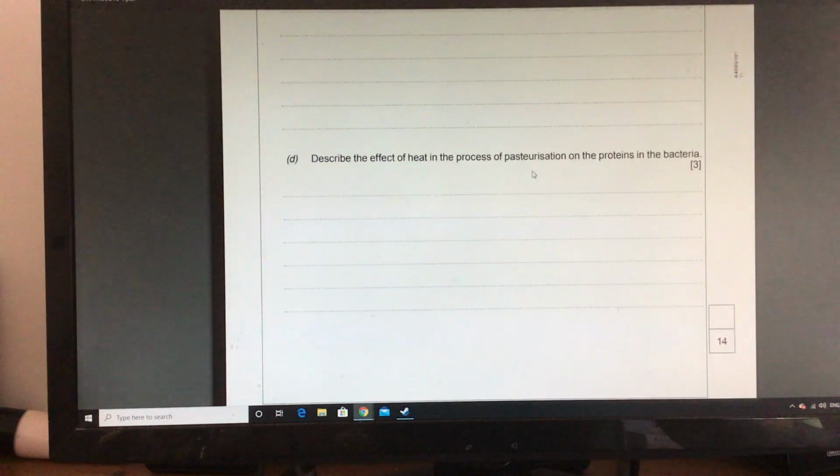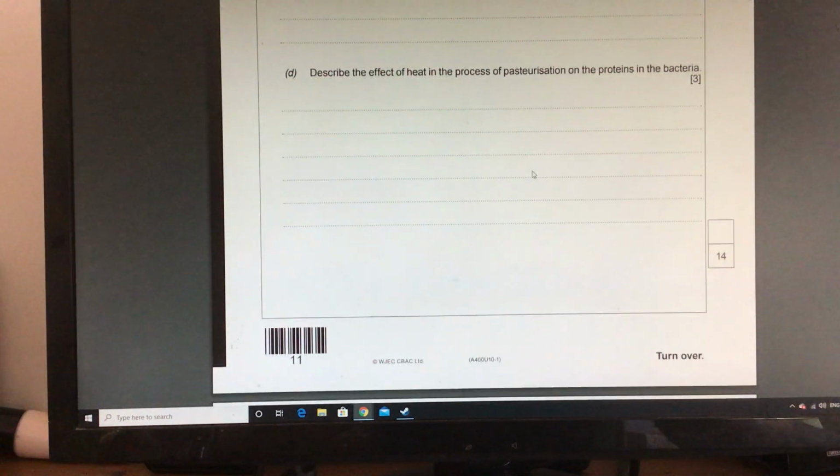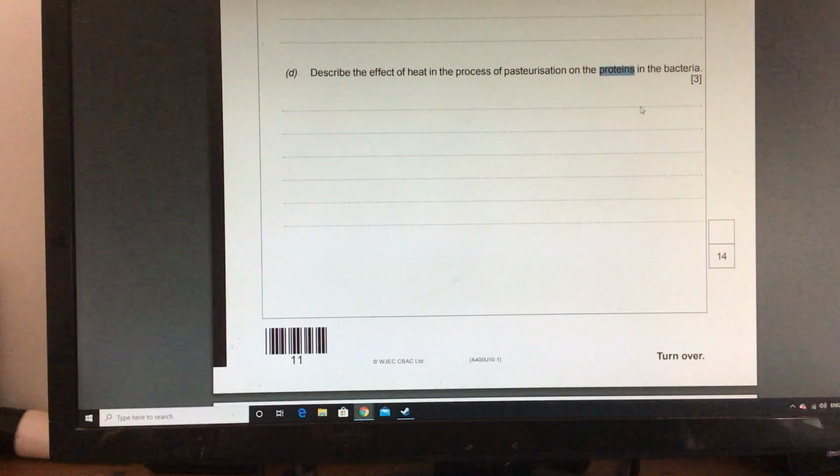Okay, then the effect of heat in the process of pasteurization on the proteins. The key words here are heat and proteins. This is not a question of bacteria, this is biochemistry. This is a question as to what type of bonds are being destroyed when you've got protein structures. The key ones that are destroyed are the hydrogen bonds. The hydrogen bonds will not make it past different temperatures. Also pHs destroy hydrogen bonds, but temperature is a key one.